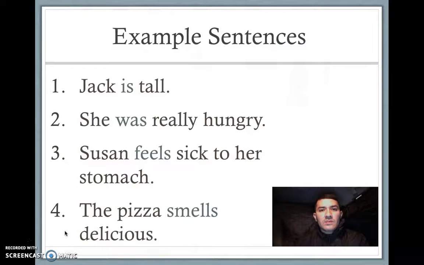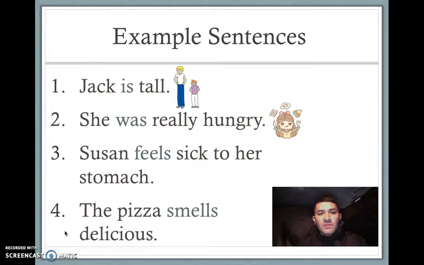Now, let's look at these example sentences that use common linking verbs. Number 1, Jack is tall. The linking verb is connects the subject Jack to tall, which describes Jack's height. Number 2, she was really hungry. The linking verb was connects the subject she to the feeling of being really hungry.